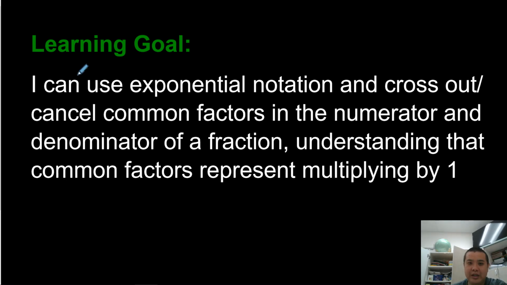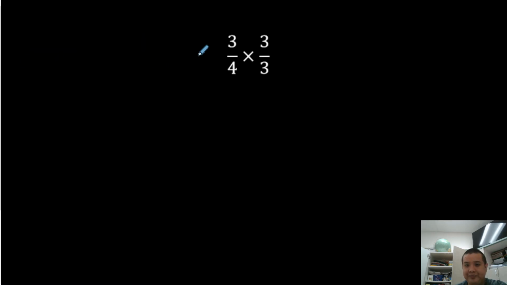Today's learning goal is I can use exponential notation and cross out and cancel common factors in the numerator and denominator of a fraction, understanding that the common factor represents multiplying by 1. So let's go ahead and get started. Let's do a little bit of review first.